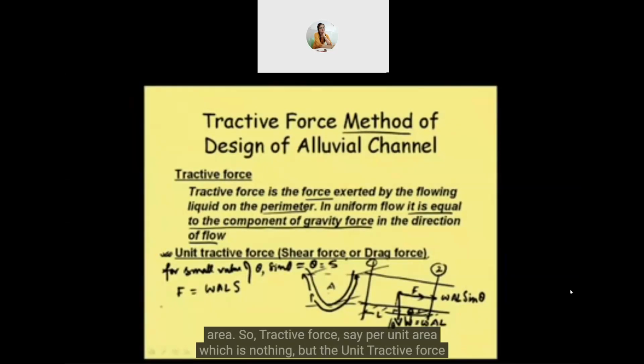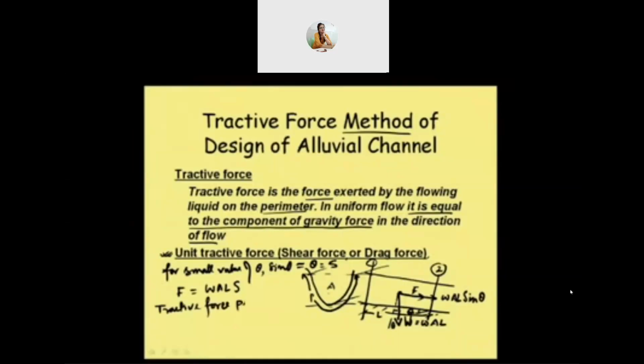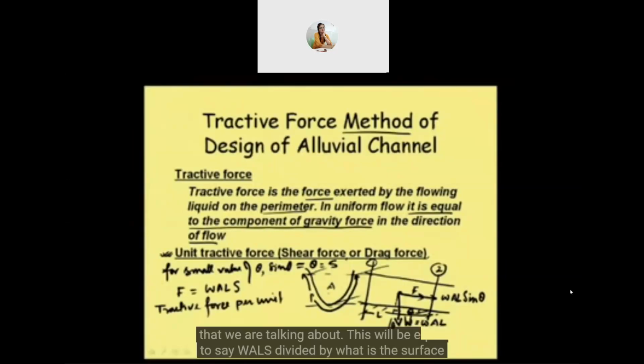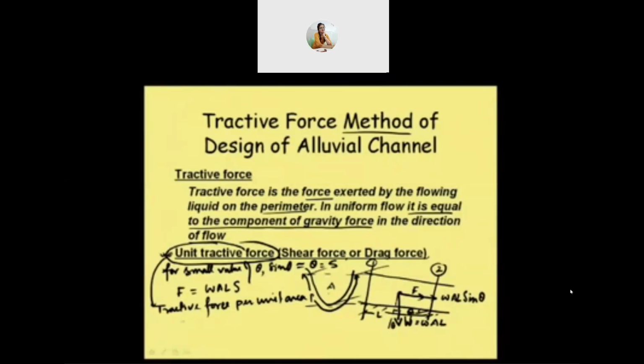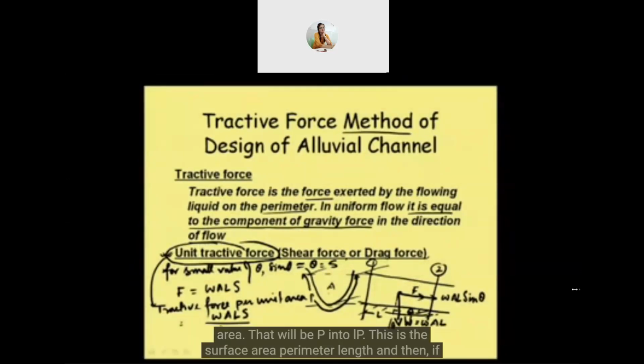So the tractive force per unit area, which is nothing but the unit tractive force that we are talking about, will be equal to W A L S divided by the surface area. That will be P into L, perimeter into length. If you open it out, this is the surface area. That we generally write as tau.